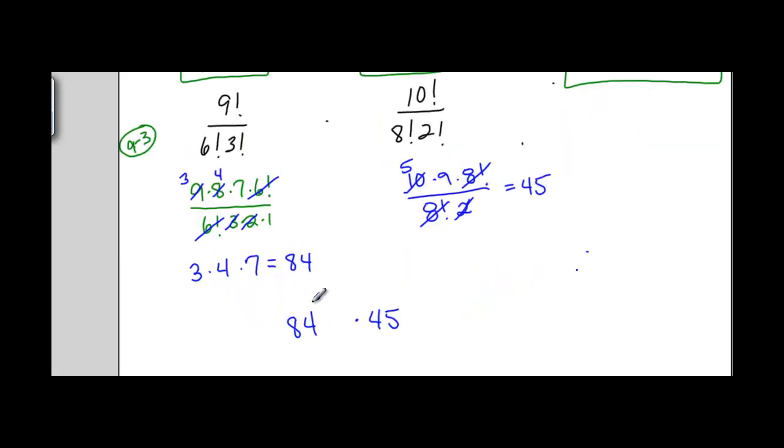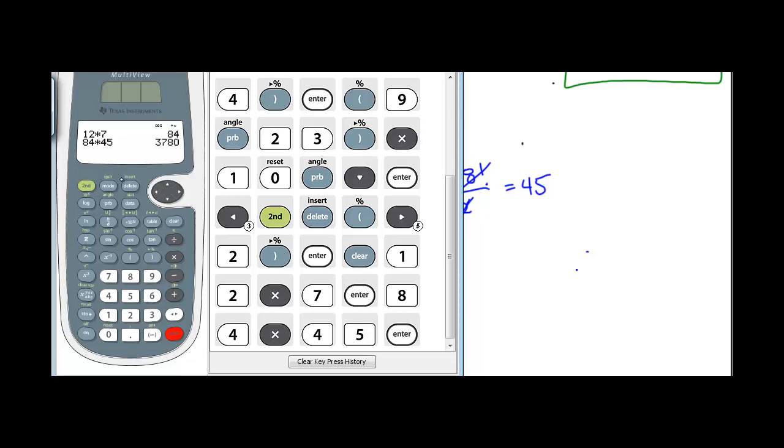So we would take 84, multiply it by 45, and do that in my calculator. 84 times 45 is 3,780.